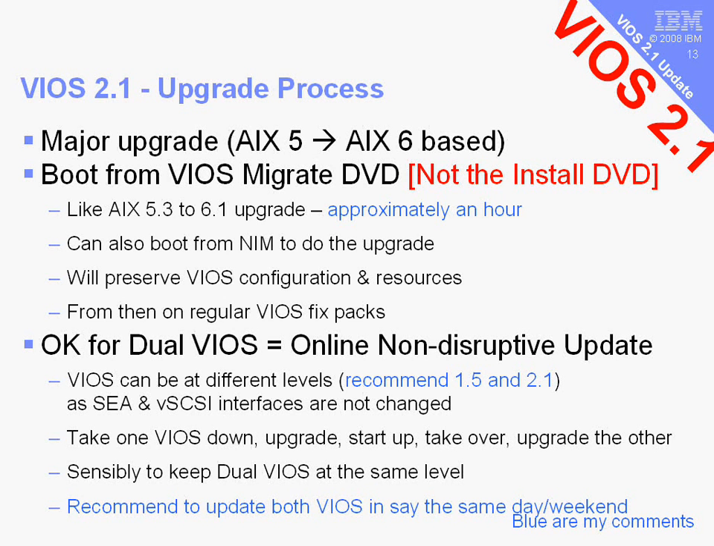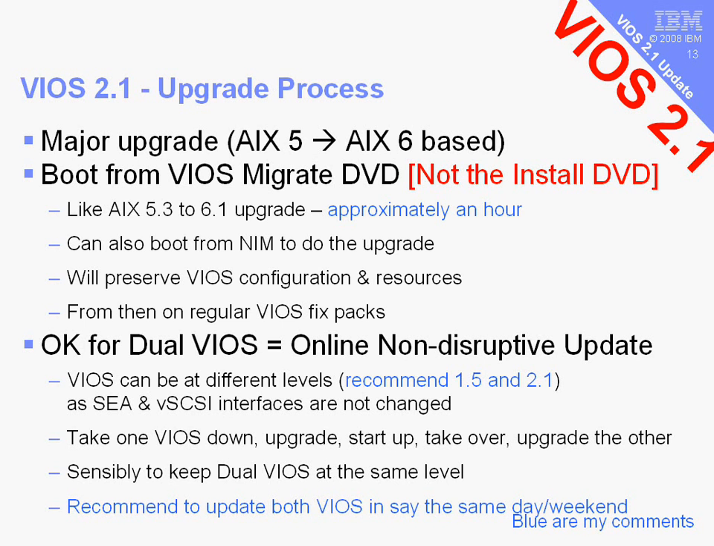Now, for dual VIOS servers, you can do this online in a non-disruptive way. So you can update one VIOS server while the other one does all the I/O, and then you can do a failover to the updated one and then update the second one. Now, of course, you'll be running in a mode there with 1.5 on one VIOS server and 2.1 on the other. Now, this will actually work fine.